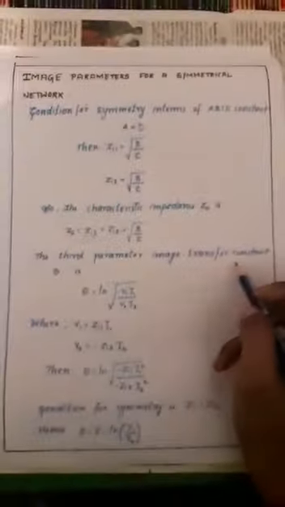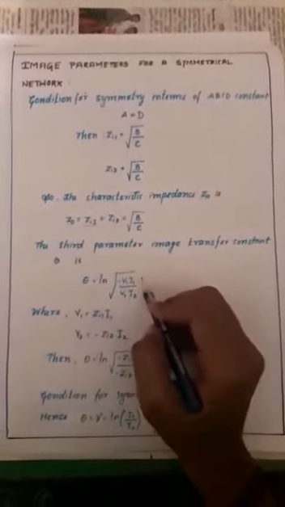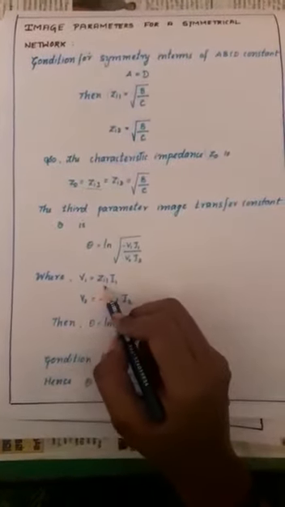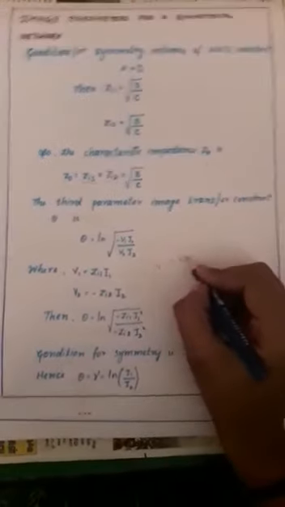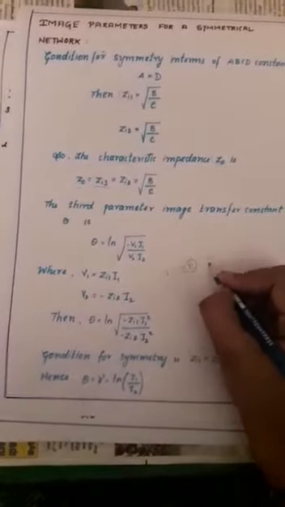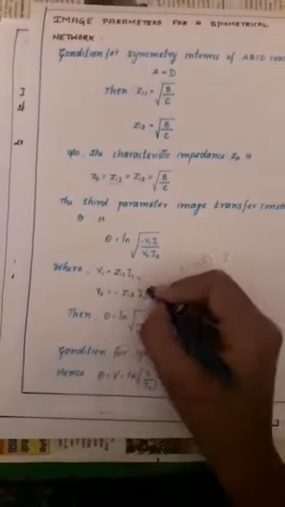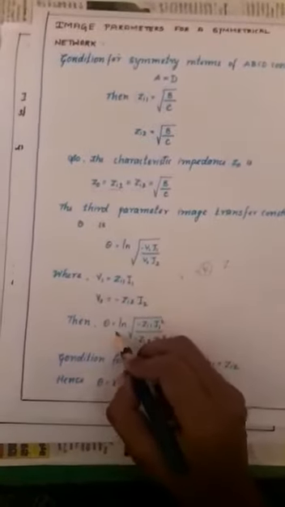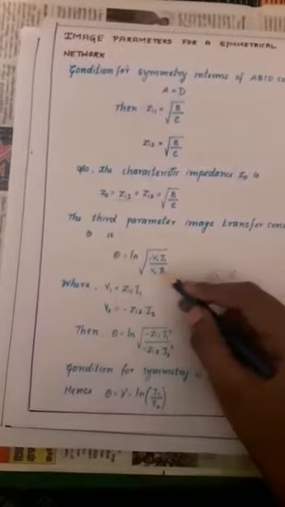The third parameter, image transfer constant theta, is theta equal to ln root of minus V1 I1 by V2 I2, where V1 equal to Zi1 I1. We know the formula V equal to IR. Here, instead of resistance, we use impedance. So V1 equal to Zi1 I1, V2 equal to minus Zi2 I2. Then theta equal to ln of, we substitute this V1 and V2 here.